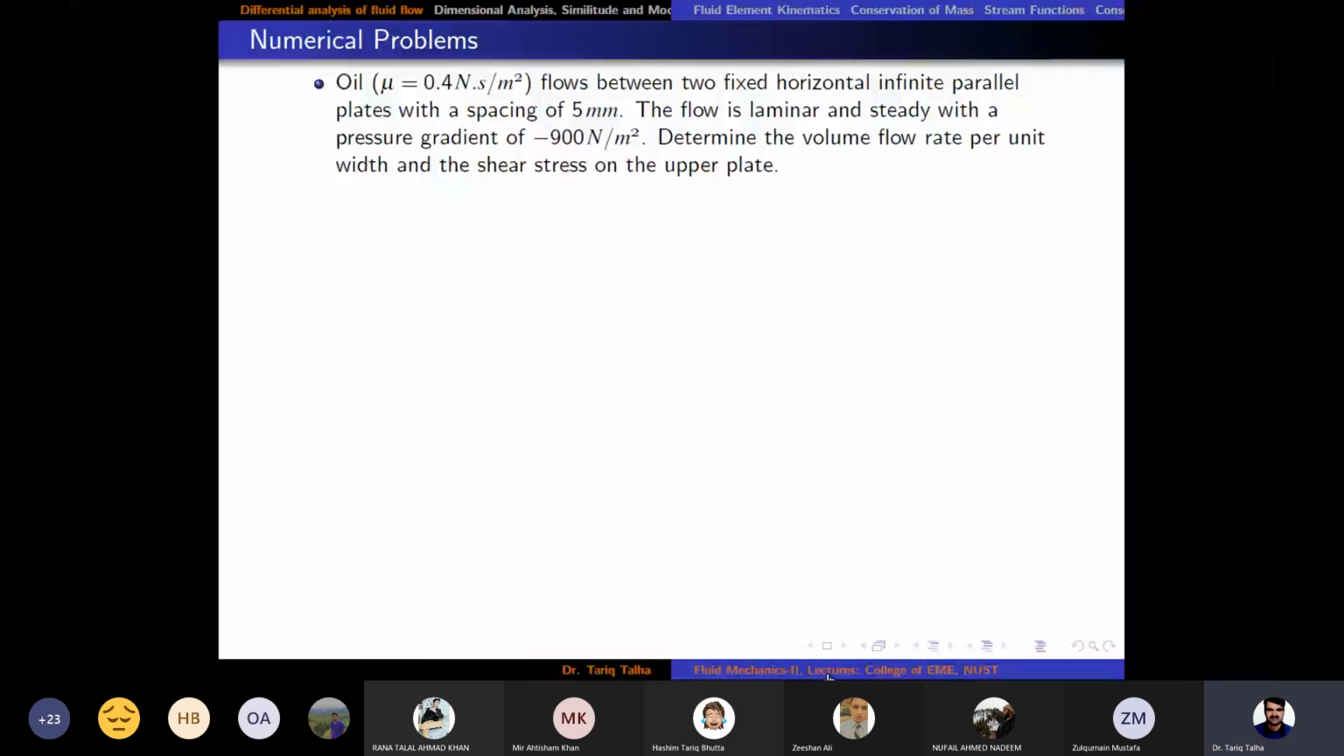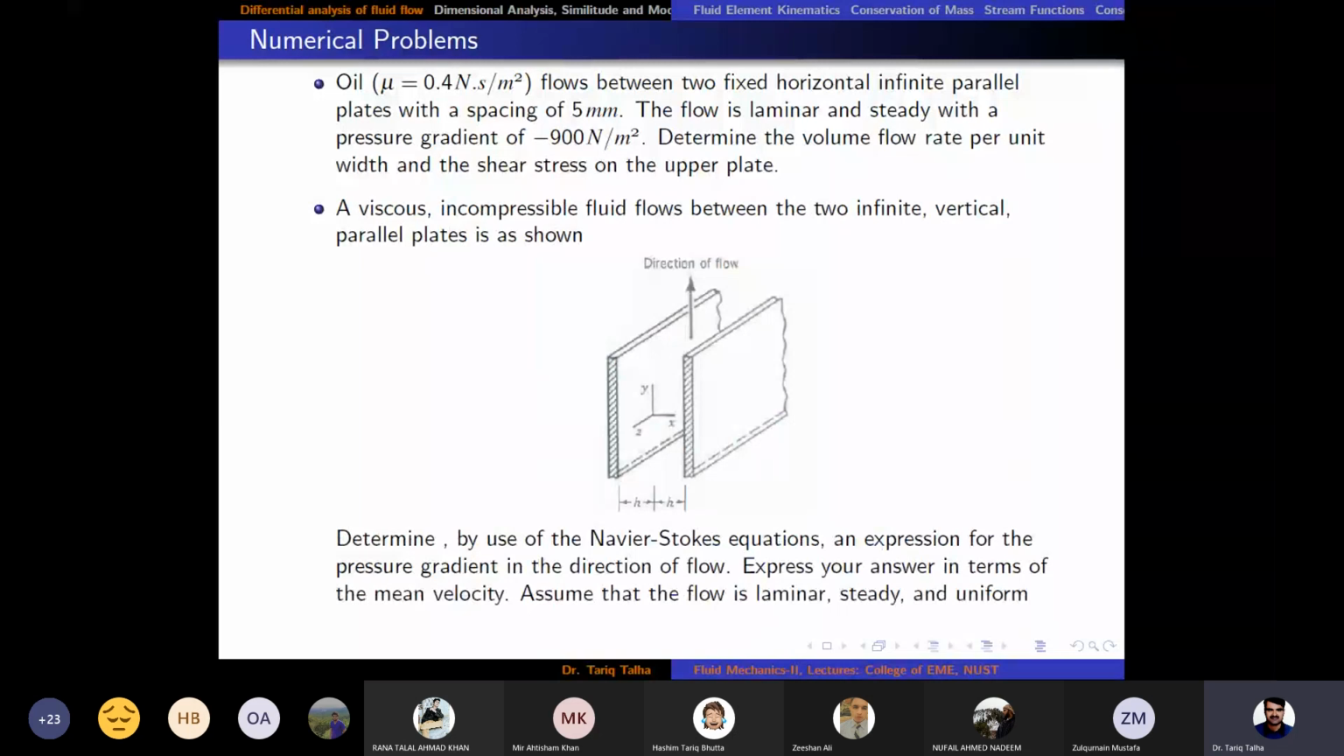There is no query, then that's good. So we continue with the second numerical problem.